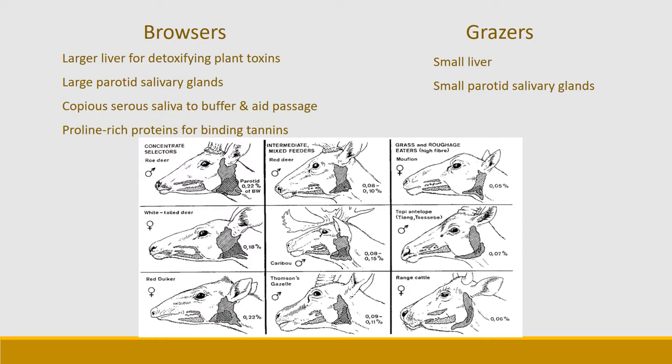One, theoretically, they can produce more saliva, which helps buffer those high fermentation rates to keep them safer. Also, it helps them wash food through faster into the abomasum. And also, some of them produce these tannin-binding proteins that take tannins that are produced by plants and take them out of the system.